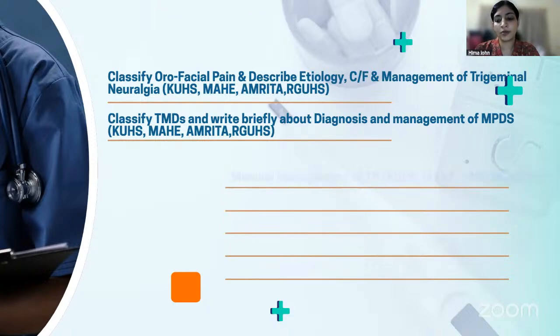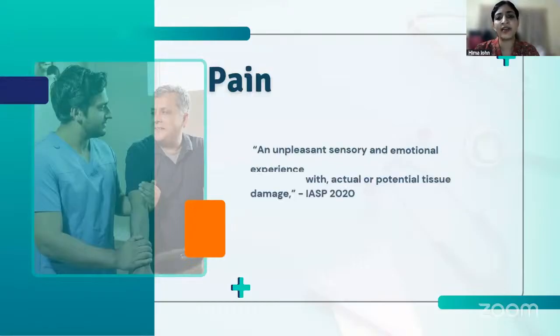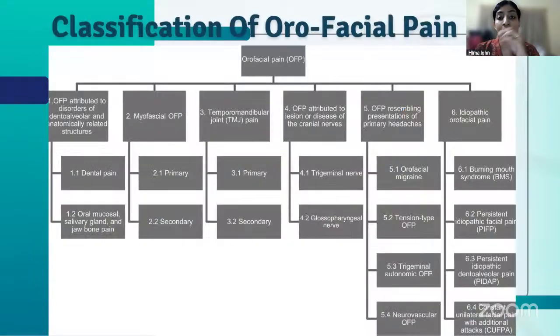Now going on to our presentation. What is pain? I'm sure all of you are very aware of this definition: it is an unpleasant sensory and emotional experience associated with, or resembling that associated with, actual or potential tissue damage. When a question comes on anything related to pain or trigeminal neuralgia, always start your answer with the definition of pain.